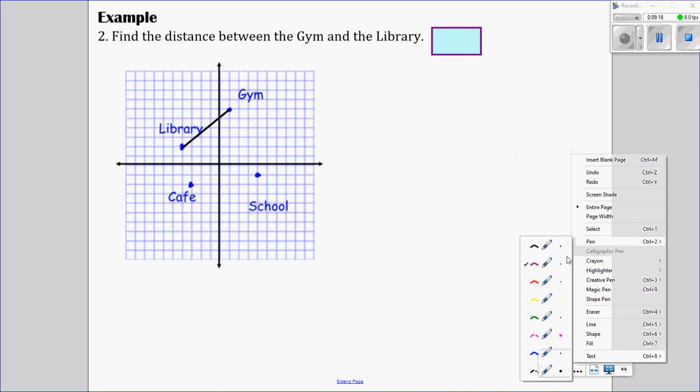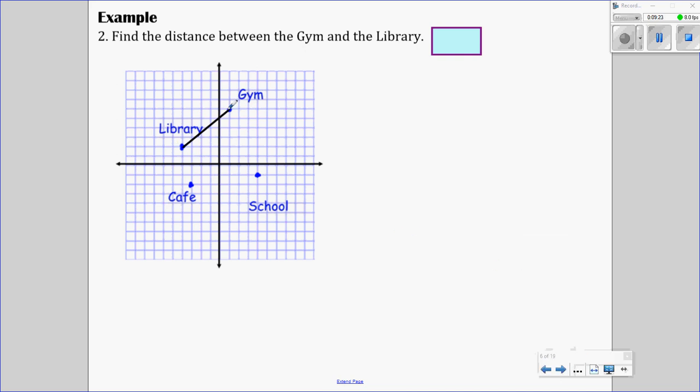So we're looking for the distance between the gym and the library. If you have a graph, connect the 2 points, and then you're going to find your x and your y. So your measurement going up and down, and then the horizontal measurement, left to right. If you count the boxes, 1, 2, 3, 4. So this is 4. And then 1, 2, 3, 4, 5. This is 5. You found your rise over run.